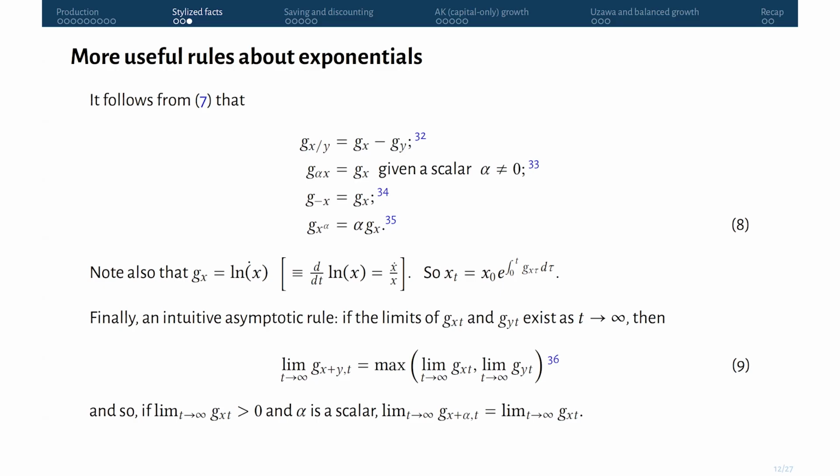And finally, helpful, but maybe most intuitive of all, kind of asymptotic rule. If you've got two variables growing at variable rates, and in the limit they're growing at constant rates, and they're different from each other, the growth rate of the sum of the two will just be the maximum of the two.